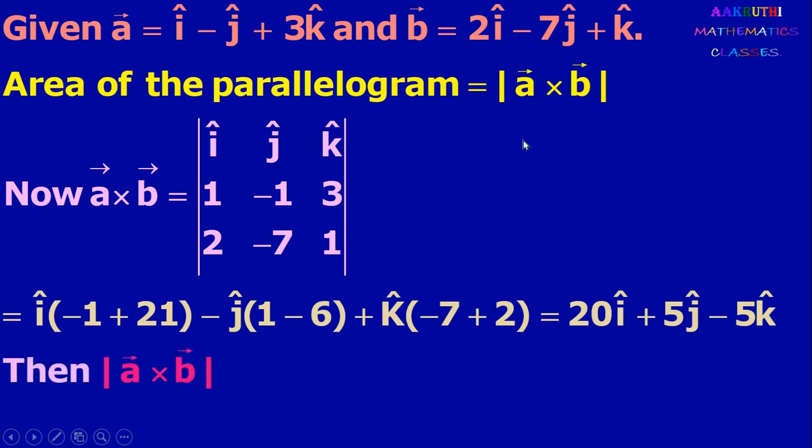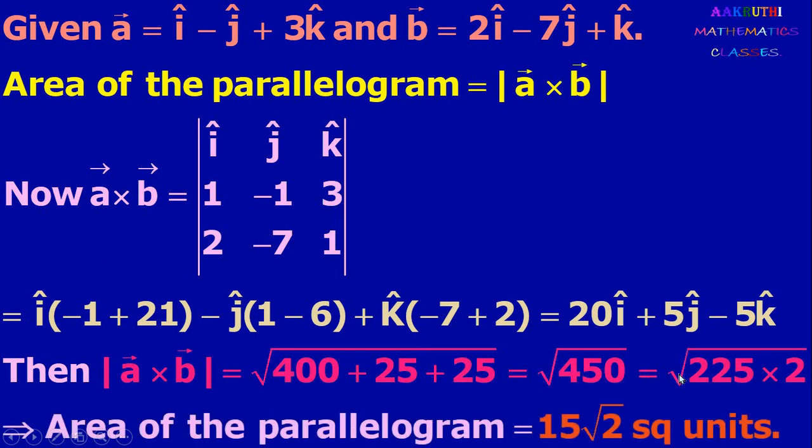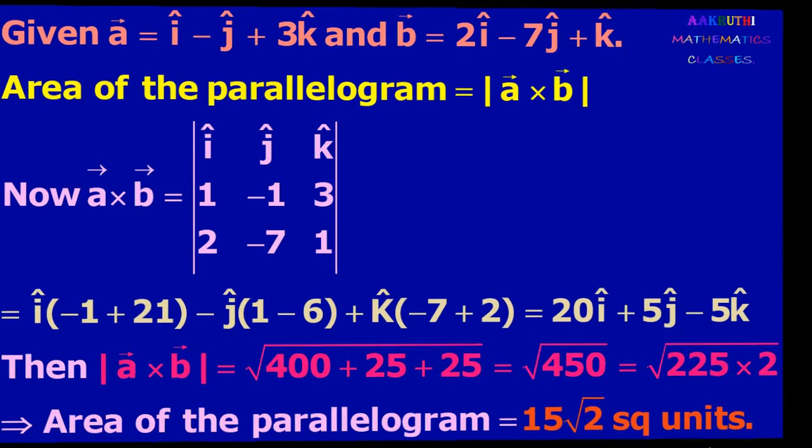So then we find the magnitude of A vector cross B vector, and it is root of 20 square, that is 400, plus 5 square, 25, plus 5 square, again 25. Therefore it is root of 450, and root of 450 can be written as root of 225 into 2, and root of 225 is 15. So this can be written as 15 root 2. Therefore the area of the parallelogram is 15 root 2 square units.